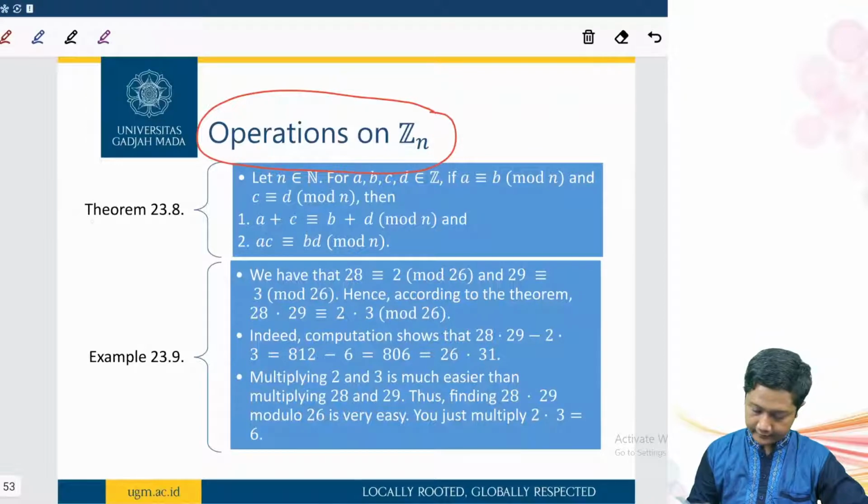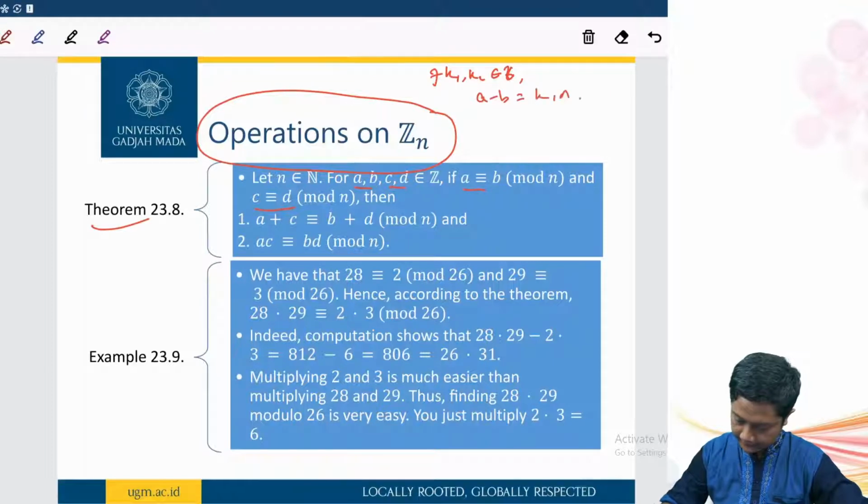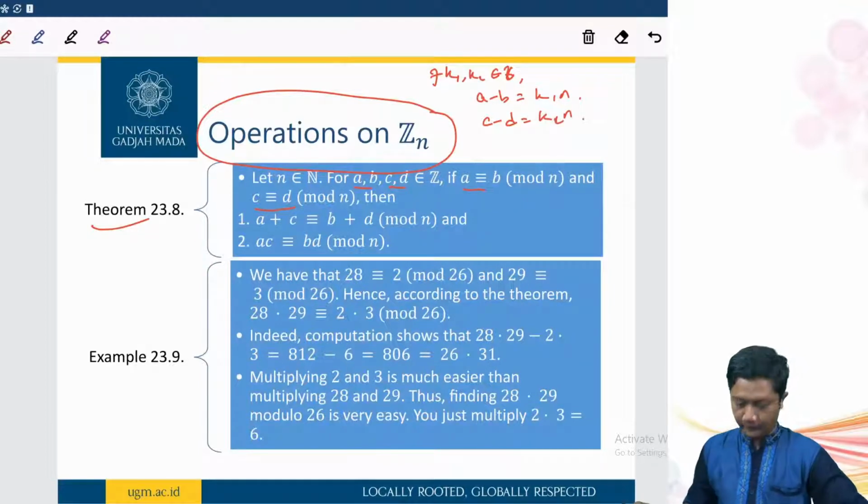And how about the operation on Zn? We have this theorem. If we have 4 integers, where A is congruent to B mod n and C is congruent to D mod n, what's the meaning of this? I can find K1 and K2 in Z such that A minus B is K1 times n, and C minus D is K2 times n.